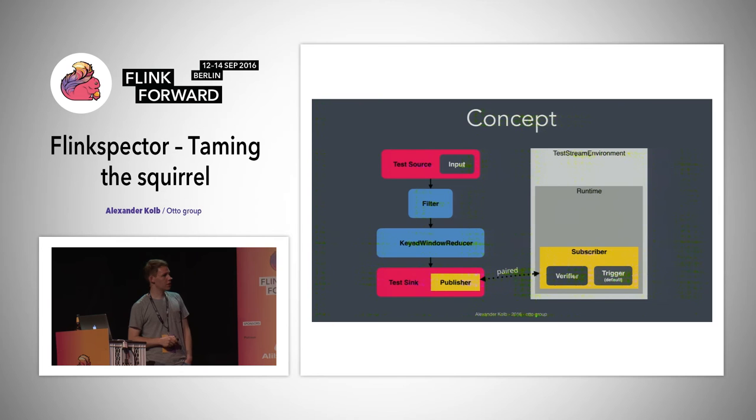And what the test sink does is it contains some publisher that is paired to a subscriber that runs concurrently to the test. And this subscriber contains the logic to verify this. And there's also a trigger which you can use to terminate a test earlier or prematurely, but I will talk about this later.